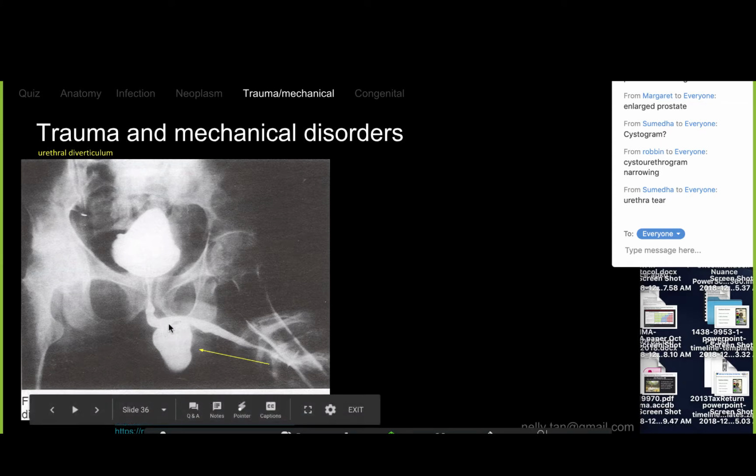There's this contrast. So the normal urethra contour is here, but then there's lobulated contrast opacification. We're sort of limited, but this is what a diverticulum looks like. You can get diverticulosis, diverticulum elsewhere. So there's a urethral diverticulum.